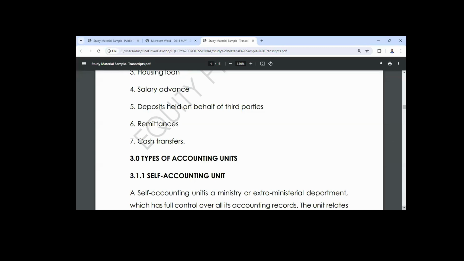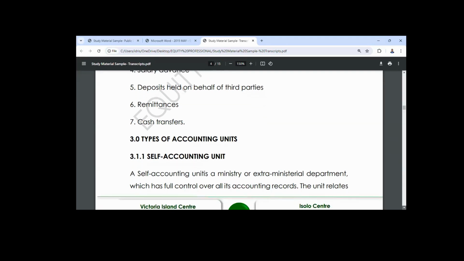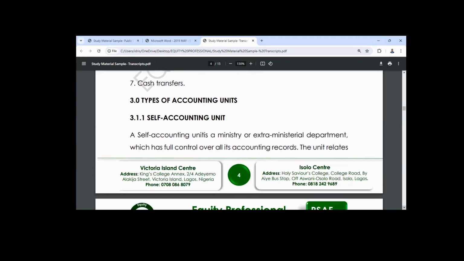Type of accounting units. Like I said, there are 3 types of accounting units. We have self-accounting unit, sub-self-accounting unit, and non-self-accounting unit. What is a self-accounting unit?